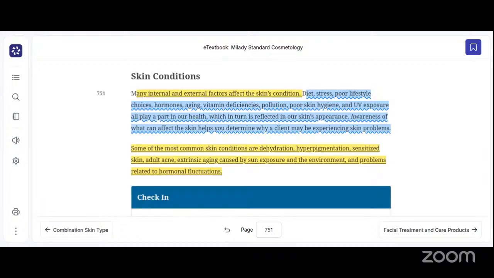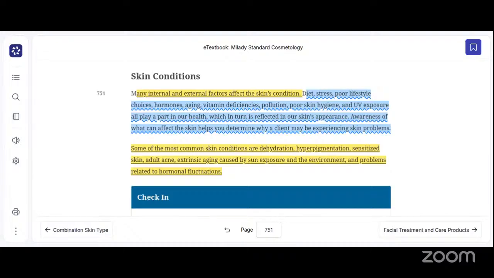Being aware of what can affect the skin helps you determine why a client may be experiencing skin problems. It says some of the most common skin conditions are dehydration, hyperpigmentation, sensitized skin, adult acne, extrinsic aging caused by sun exposure and the environment, and problems related to hormonal influences.